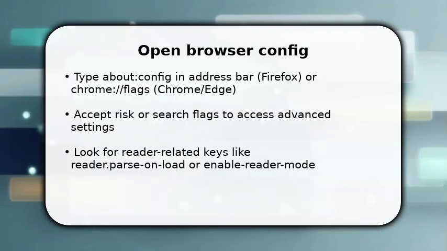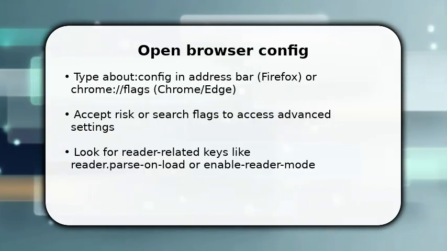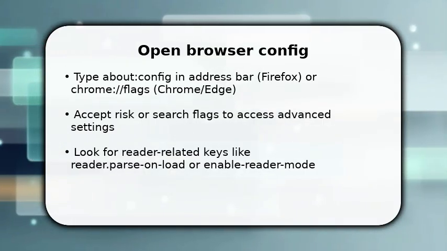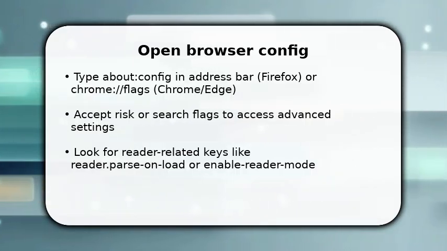You start by opening the browser's advanced settings so you can change the underlying switch. In Firefox, type about:config and accept the risk. In Chrome/Edge, go to chrome://flags. Once there, search for Reader: Parse on Load or Enable Reader Mode.